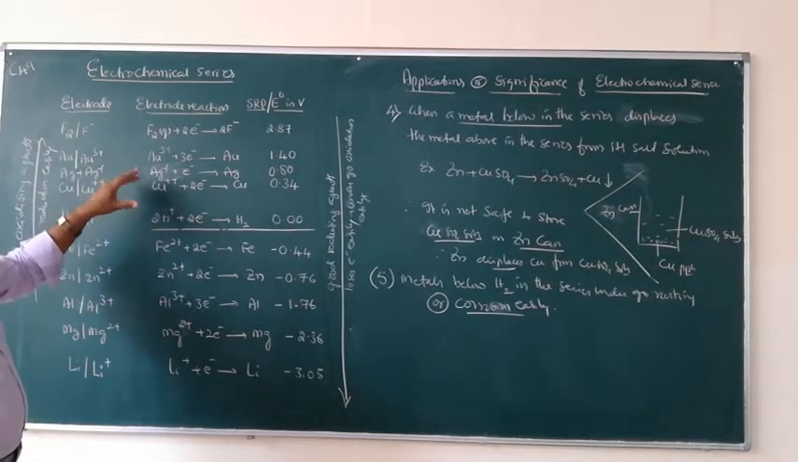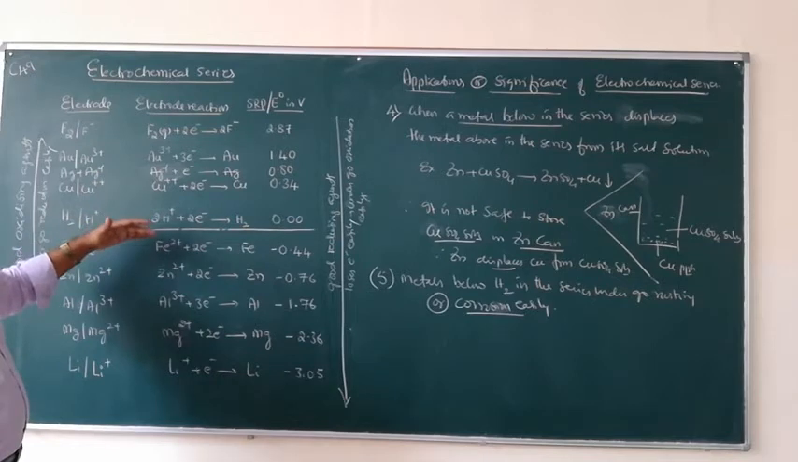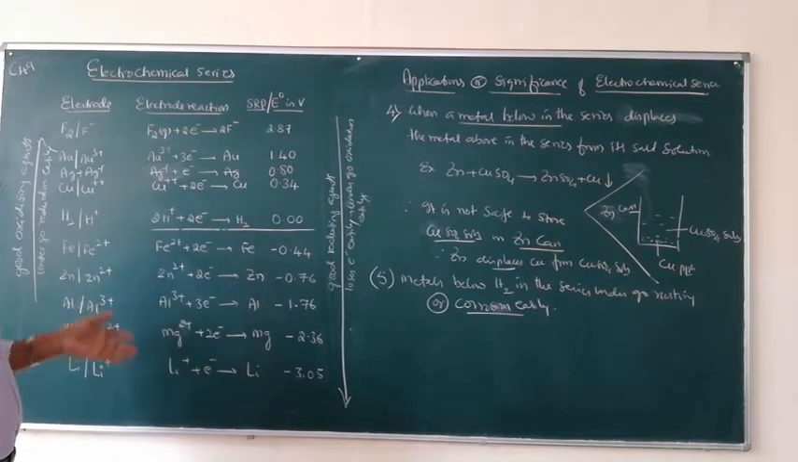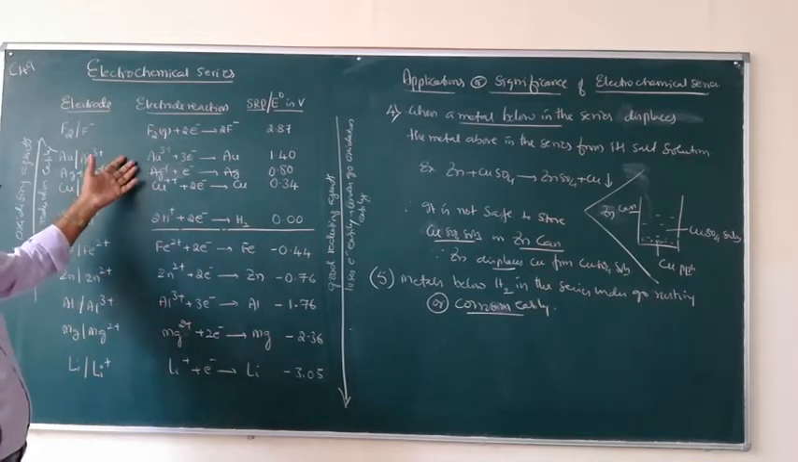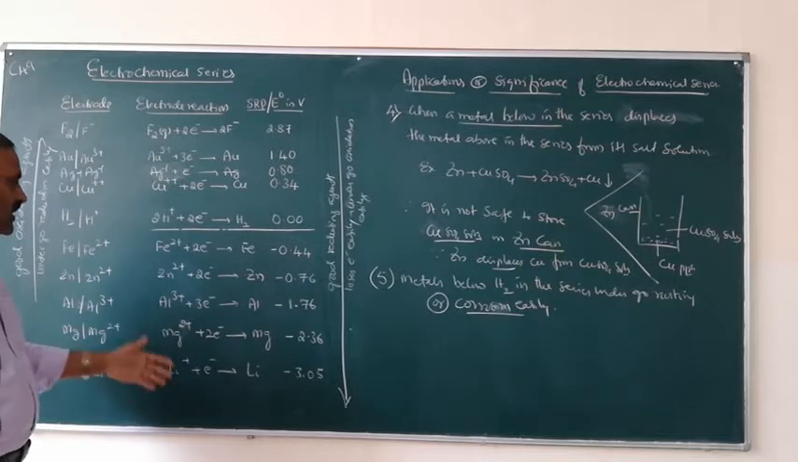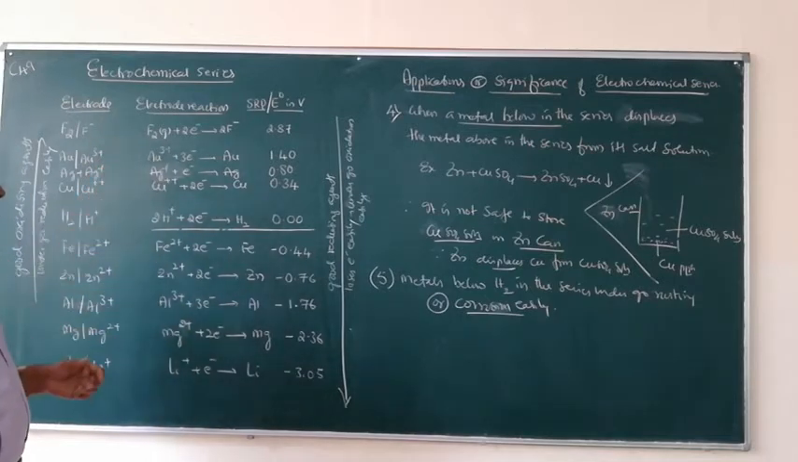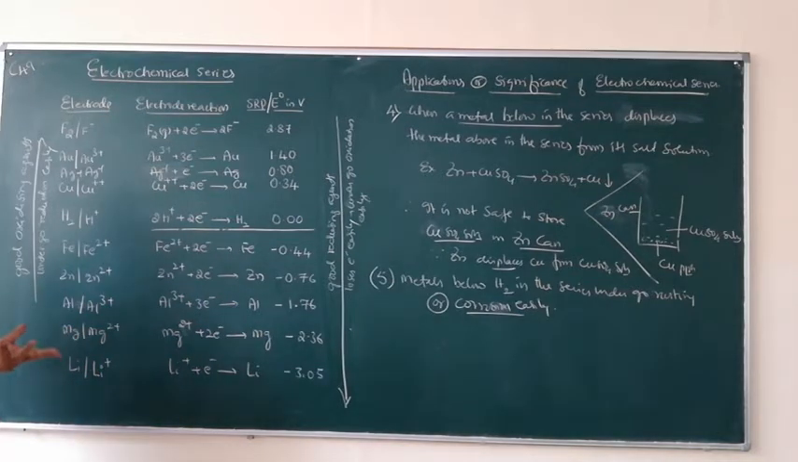So the metals whose electrode potential is less are good reducing agents. Metals whose electrode potential is high are good oxidizing agents. Reducing agents, oxidizing agents. Number 2, we can predict whether a metal displaces hydrogen from dilute acids.